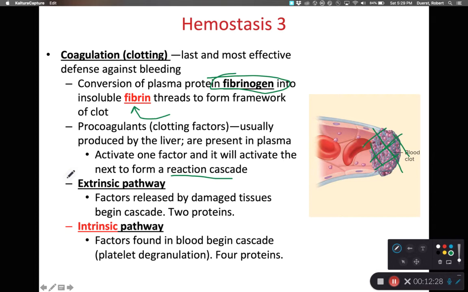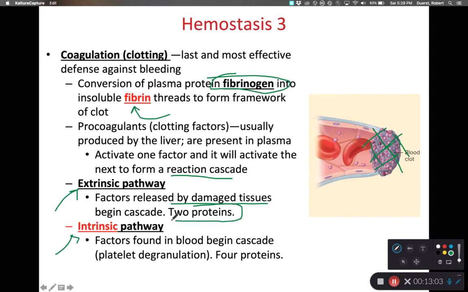These two reaction cascades are the extrinsic pathway and the intrinsic pathway, and they get the names extrinsic and intrinsic based on how they are initiated. The extrinsic pathway needs to have a foreign object from outside, from the exterior, enter into the bloodstream. So you need damaged tissues for this to occur. You need something from outside going to the inside to physically damage the tissues.